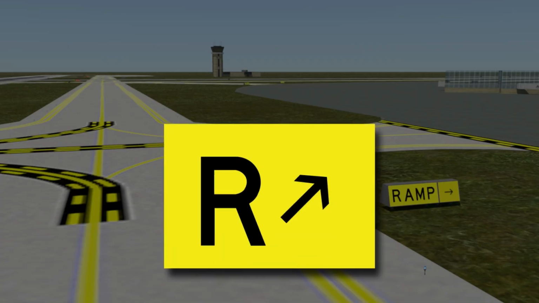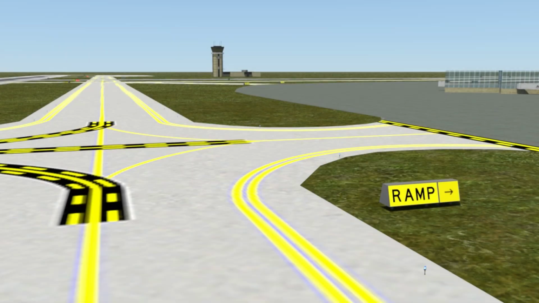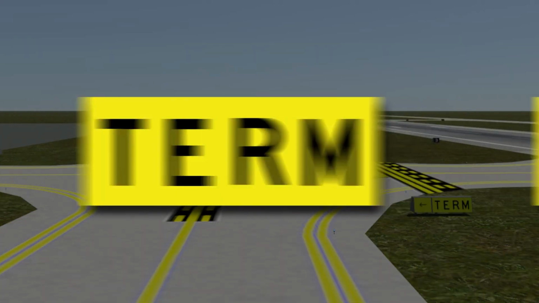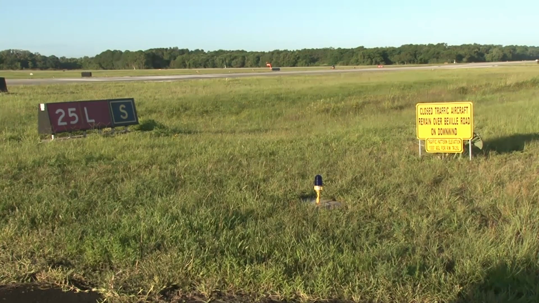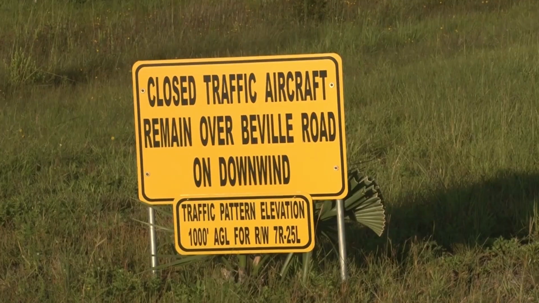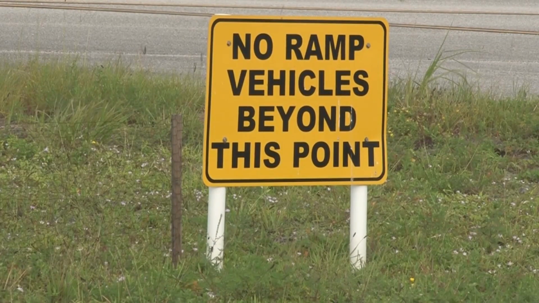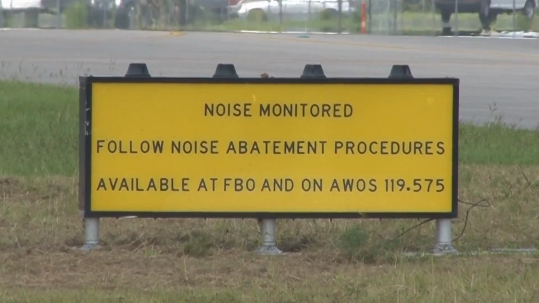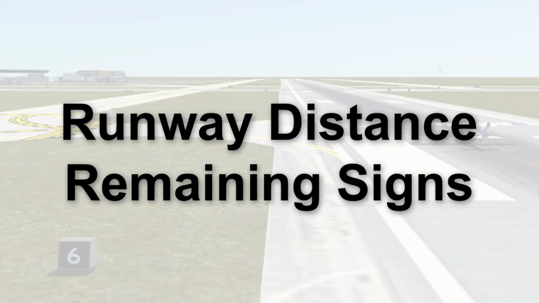Similar to direction signs, destination signs look identical to direction signs, but instead instruct a pilot how to get to a certain location. These signs can indicate directions to FBOs, terminals, customs, fueling areas, and other locations. Next comes information signs. These signs use the same black text on yellow background as the previous types of signs. However, these signs are used to provide pilots with information on such things as applicable radio frequencies and noise abatement procedures.